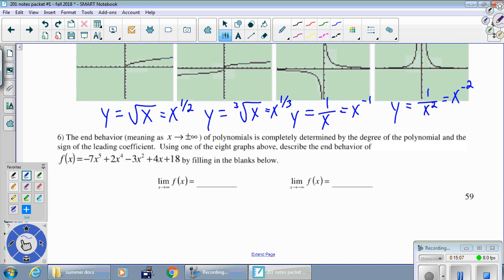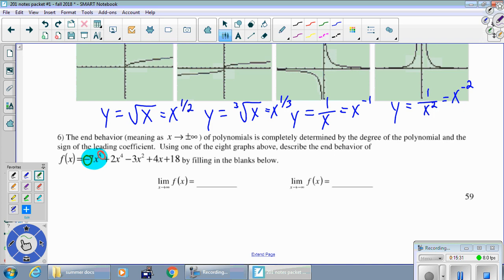End behavior is determined by the degree of the polynomial and the sign of the leading coefficient. So let's take a look at this. It says we're trying to find the limit as x goes to infinity and -infinity of f of x, where f of x is this thing. So all we care about for this end behavior business is the power, which is a 5, and the leading coefficient, really just the sign of the leading coefficient, which is a negative sign.